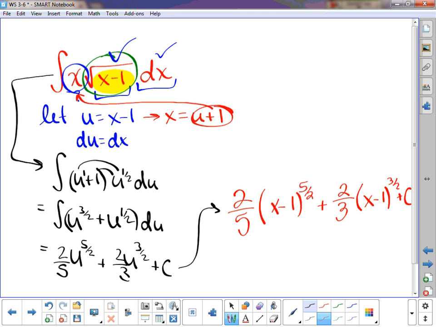Raise your hand if you got this. Very good, very good. So again, this is dealing with what we call back substitution, where I let u be in terms of x, but then I substitute back in for x. So it's all interesting. All right, questions with that? Okay.